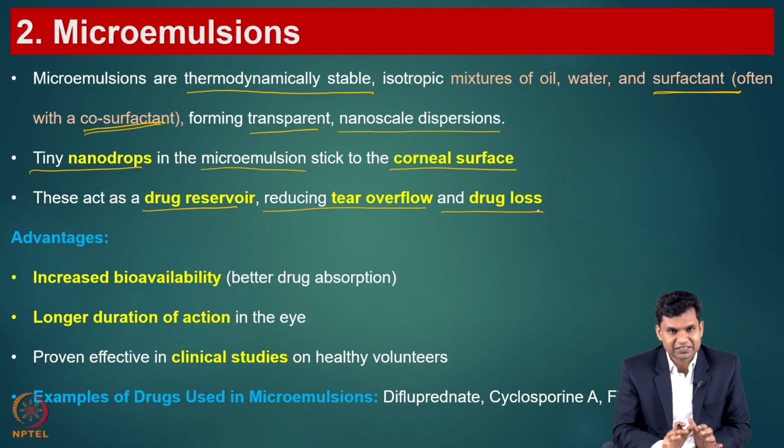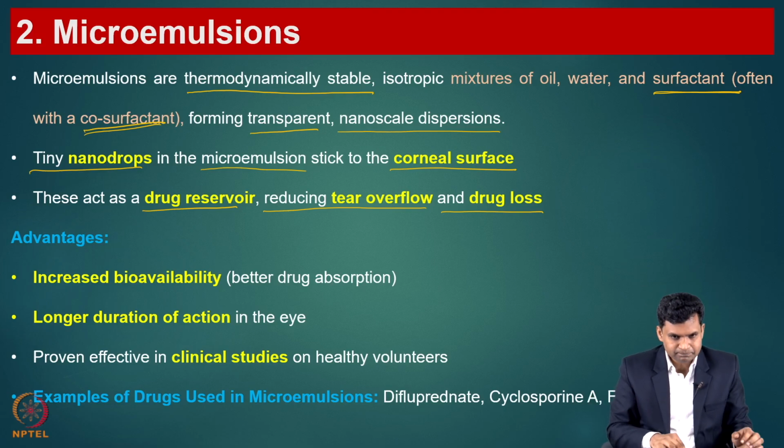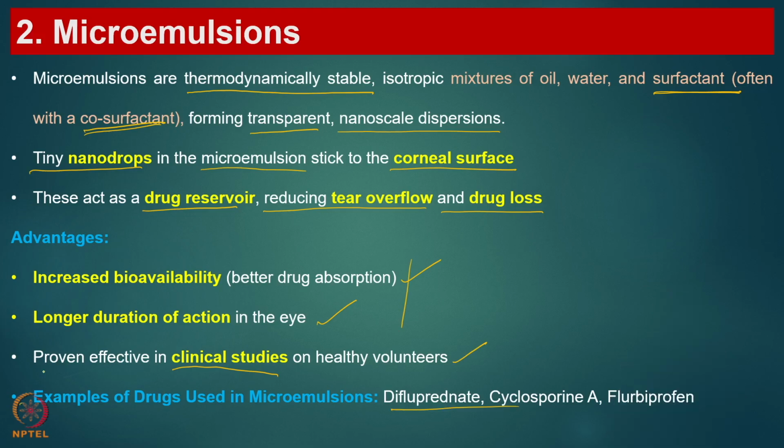One more interesting thing is that here we can use some of the mucoadhesive materials with this microemulsion. So, that will also be helpful as a bioadhesive system. So, these are the advantages. We can improve the bioavailability, and also we can enhance the contact time with the eye. These are proven in clinical studies on healthy volunteers, which showed improvement in the bioavailability. So, these are the few drugs which we can convert.